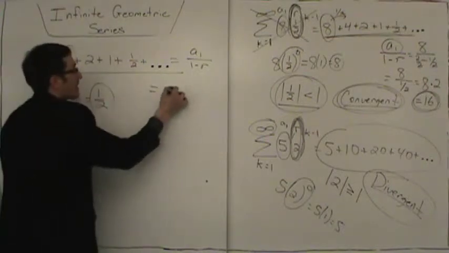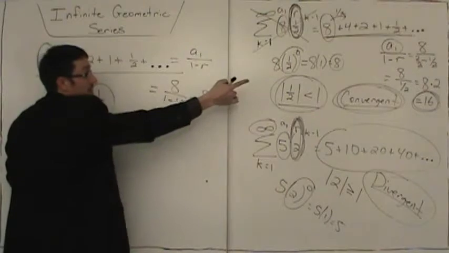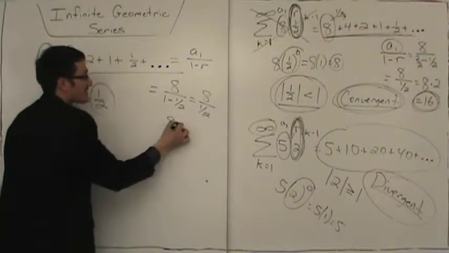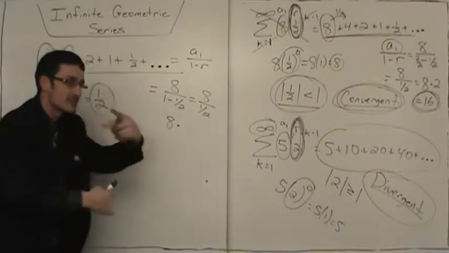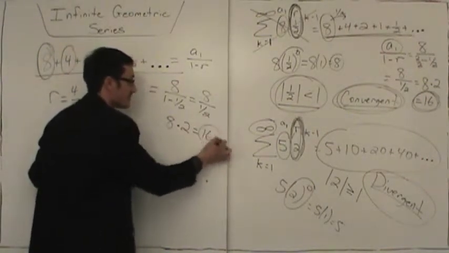So our formula is what? 8 over 1 minus 1/2. And we already know this from over there. 1 minus 1/2 is 1/2. We end up with 8 divided by 1/2, which is the same as 8 multiplied by what? The reciprocal, which is what? 8 multiplied by 2, which is 16.